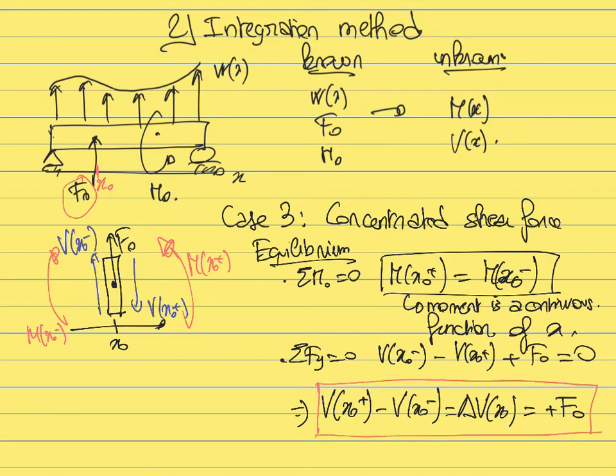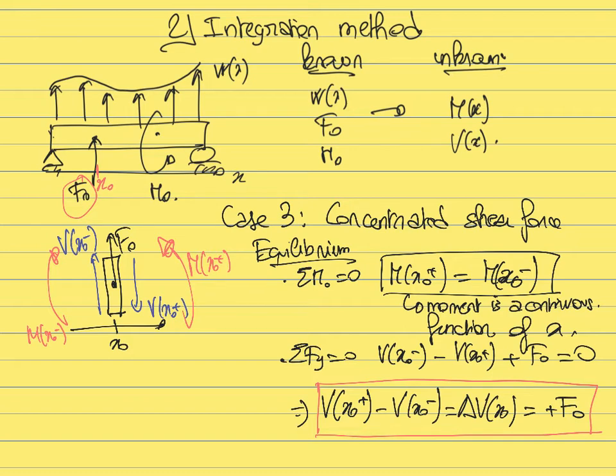In this case, what we find is that the internal shear on the right at x naught plus is not the same as the internal shear on the left at x naught minus. It means that in this case, there is a discontinuity in this function. So in the same sense that in mathematics, when you have a function that is discontinuous, the value of this function is not the same at a given point, depending on whether you come from the left or from the right. So what we find here is that when you have a concentrated shear force, the internal shear will be discontinuous at the point where the concentrated shear force is applied.